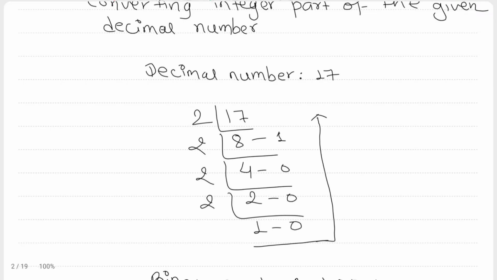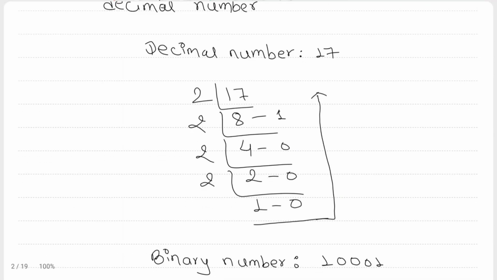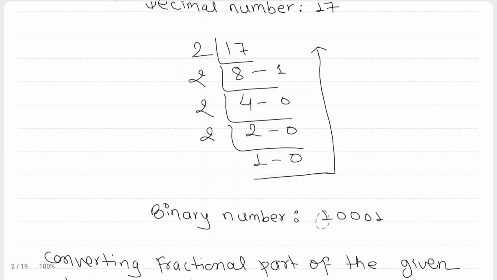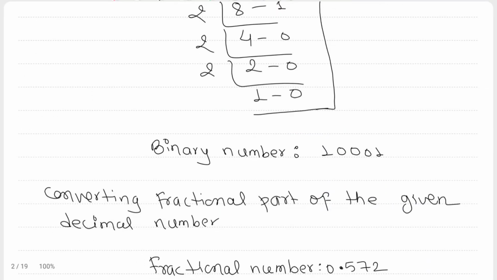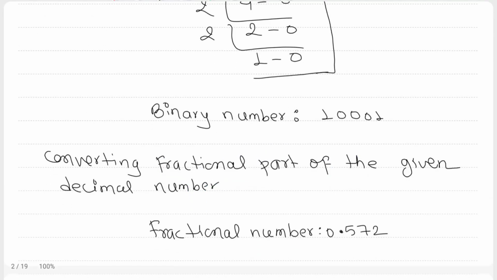So 2 8s are 16, remainder 1, we write it down here. So 4 into 2 is 8, there is no remainder, so there is 0, we write 0 down here. And then after we write from bottom to top, 1 0 0 1. Then we take the other part, the fractional part. So the fractional part is 0.57.